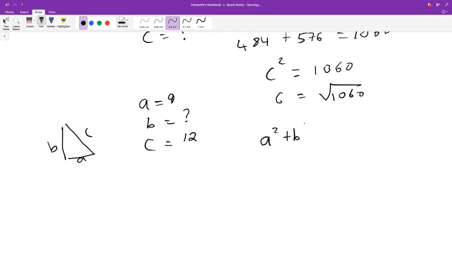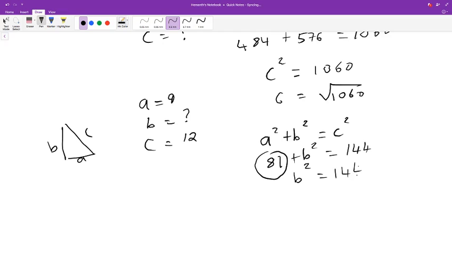So our formula will help us a lot here. See, so now we have A is 9, 9 squared is 81, plus, well, we don't know what B squared is, but we do know what C squared is, 144. So now B squared equals, we bring positive 81 over to the other side, so it becomes negative 81. So 144 minus 81, or negative 81, as you can see. If you don't know how to do that, I'll show you in the future. Probably next video, something like that.